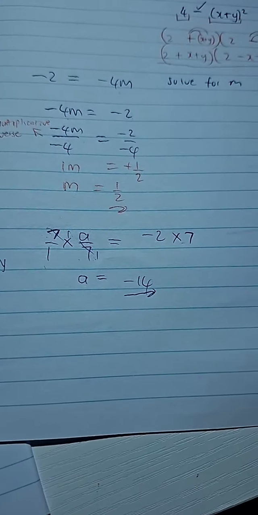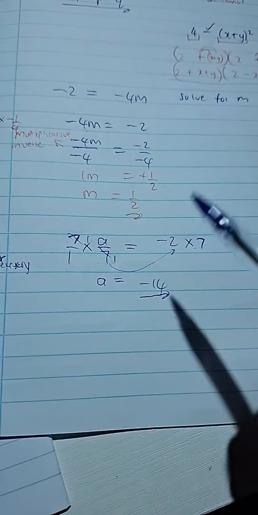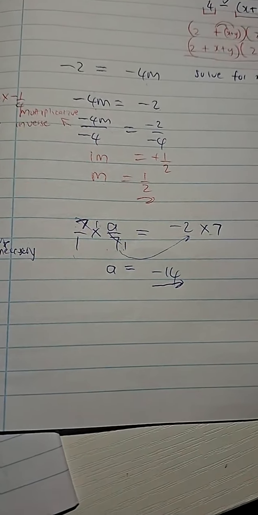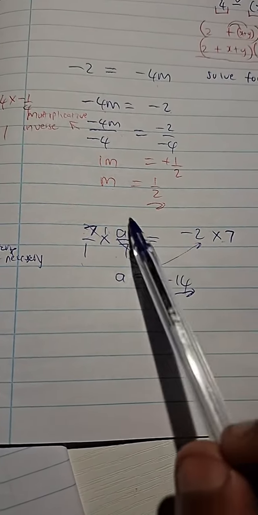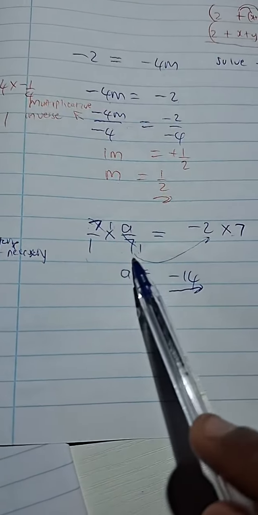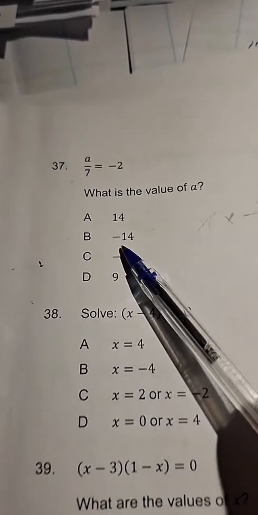Can we just take the 7 times -2? Yes. Some people say cross multiply. That's also fine. It's the same logical understanding, but the concept behind it is multiplying by the multiplicative inverse. Okay, so that we get the answer. So B, guys, is the answer.